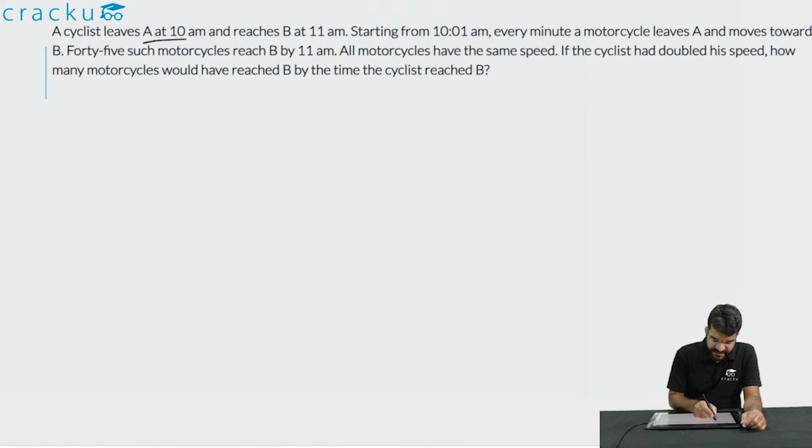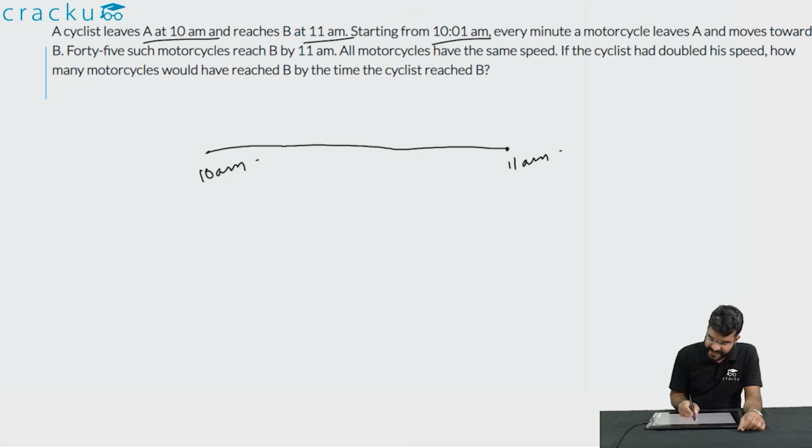In this question, it is given that there is a cyclist who will leave A at 10 am and reaches B at 11 am. So suppose this is 10 am. The cyclist cycles and reaches B at 11 am. Now starting at 10:01 am, every minute a motorcyclist leaves A and moves towards B. So there is a motorcyclist who will start at 10:01 and he'll reach B at some time. Similarly, another motorcyclist leaves at 10:02 and he reaches B at a different time, and so on.